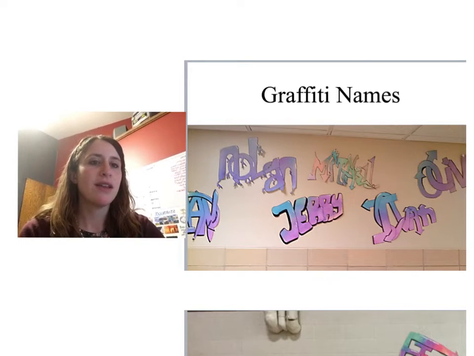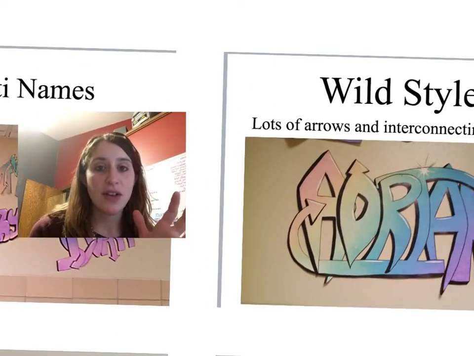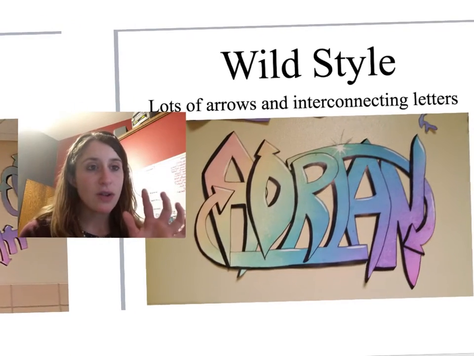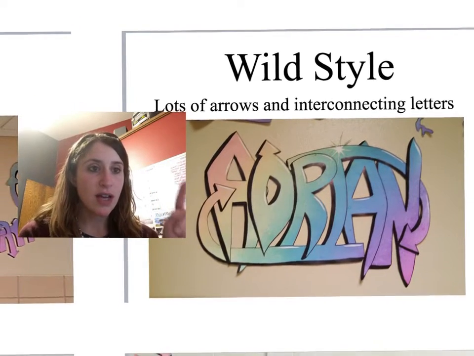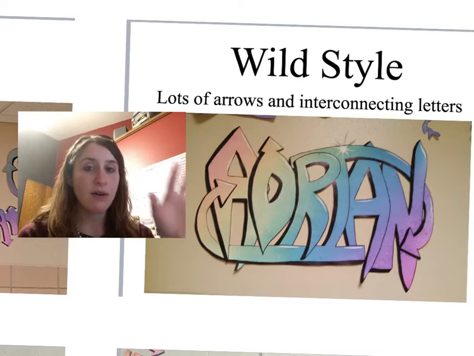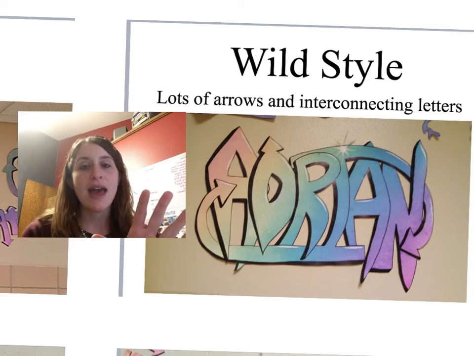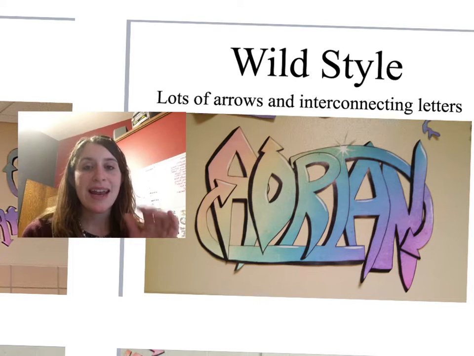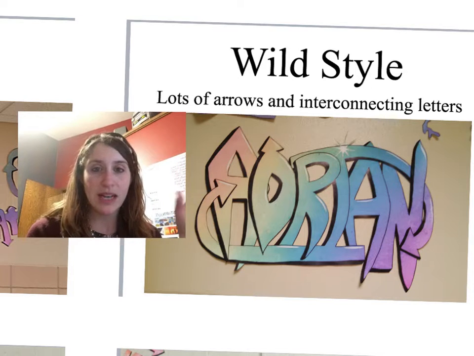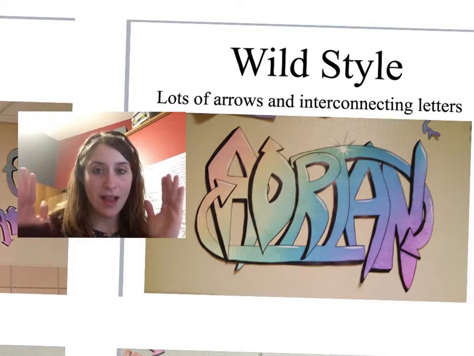Here is wild style, the definition. Basically, it just has lots of arrows and interconnecting letters. Notice also that all of the letters are touching one another. That's very important because we're going to be writing these out on tag board, and then spraying them and cutting them out. And it needs to all be connected so that when you cut it out, it's not just individual letters we have to piece together, but it's one solid piece of art, one graffiti name.